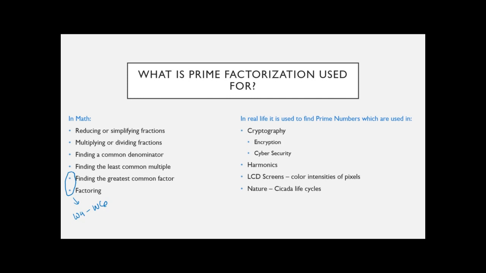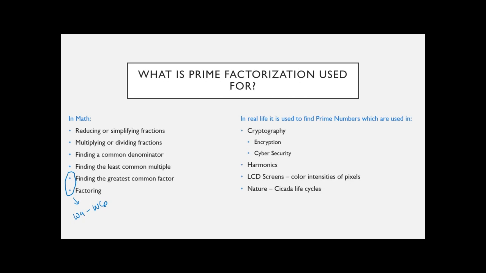And even related to nature, cicadas, their life cycles are prime numbers. I think there's a 3-year cicada, there's a 7-year cicada, there's a 17-year cicada. Those are all prime numbers. So they basically reemerge after every prime number cycle, which is really interesting.